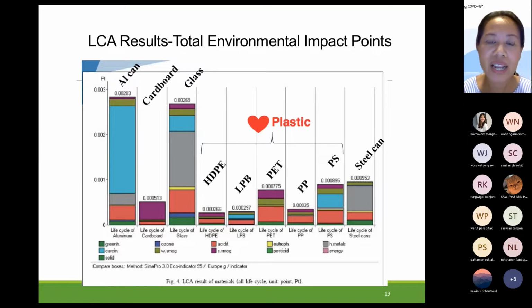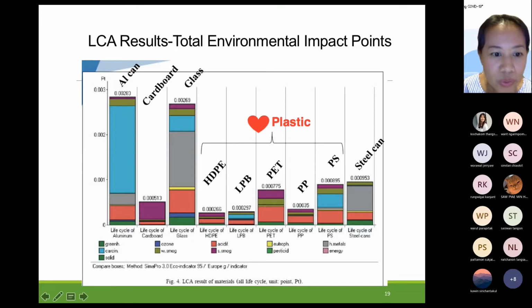But if we look at small units, like a small function of only 1 liter, maybe when compared to other products, the plastic is better than the glass, aluminum can or steel can. And also it depends on your focus. You can look at the symbols in different colors, right? If you focus on global warming and climate change, maybe you focus on the plastics, right?